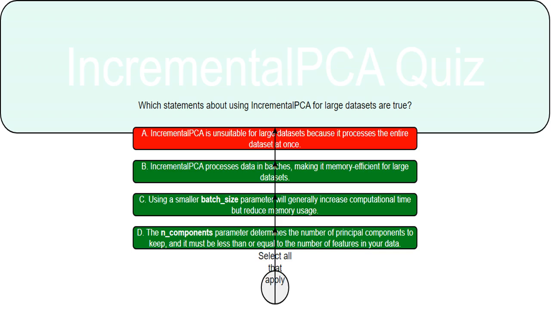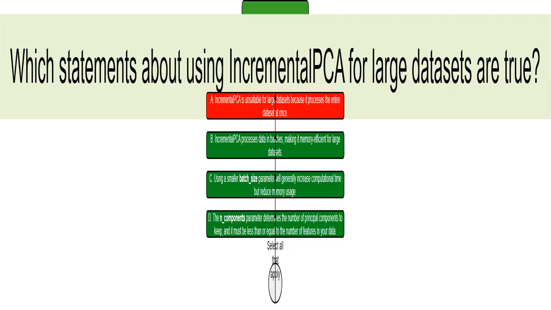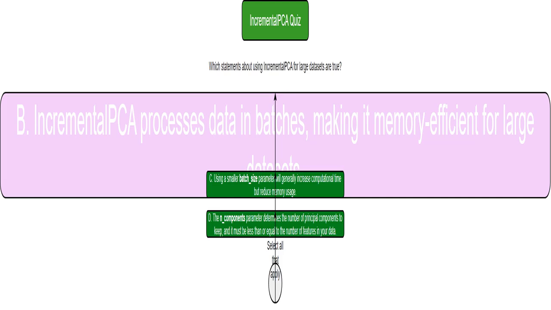This is a quiz about IncrementalPCA, a technique we use to handle really big datasets in machine learning. We'll explore how it works and what its parameters do. Let's figure out which statements correctly describe how IncrementalPCA handles large datasets. I want to highlight that IncrementalPCA is awesome for large datasets because it doesn't try to load everything into memory at once. Instead, it cleverly processes data in smaller chunks, or batches, which saves memory.